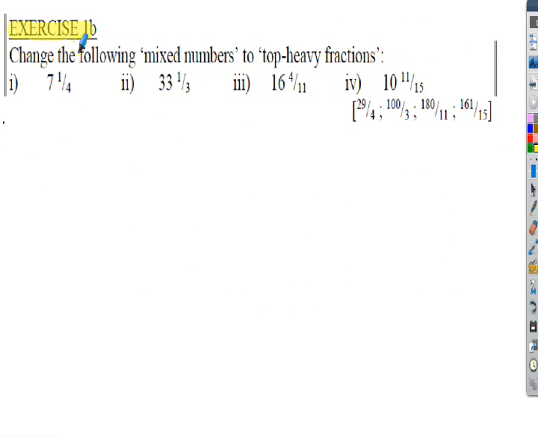Exercise 1b, we're asked to change the following mixed numbers into top-heavy fractions. We're given 4 questions here. First one 7 1/4, second one 33 1/3, third one 16 4/11, and the fourth one 10 11/15. I would encourage you to stop the presentation and attempt these 4 little questions here. The answers are shown in the brackets on the right hand side. The work solutions are shown on the following slide.